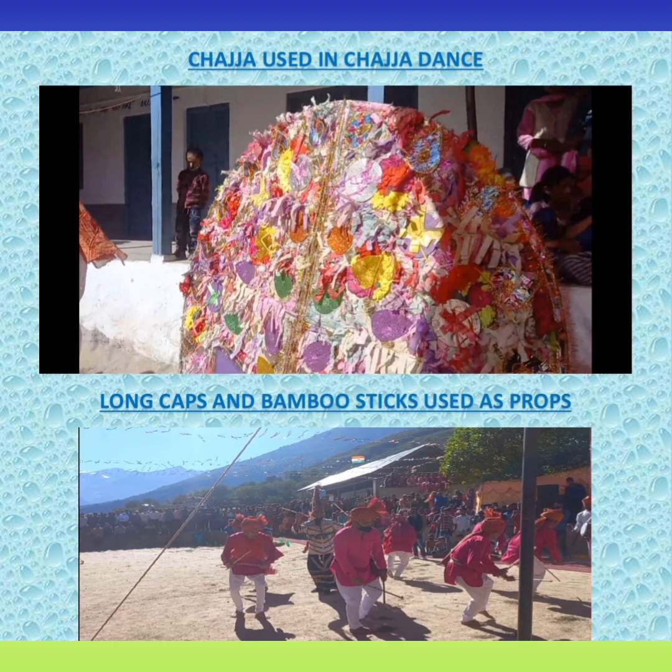Chhajja is prepared from bamboos and covered with colored paper. In this picture, you can also see people carrying sticks. So, sticks are also used as a prop, and also people wear long caps in chhajja dance.